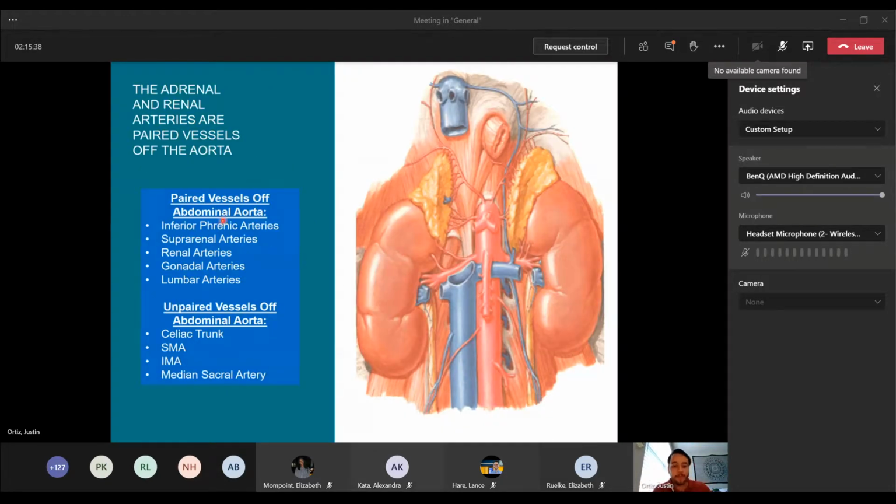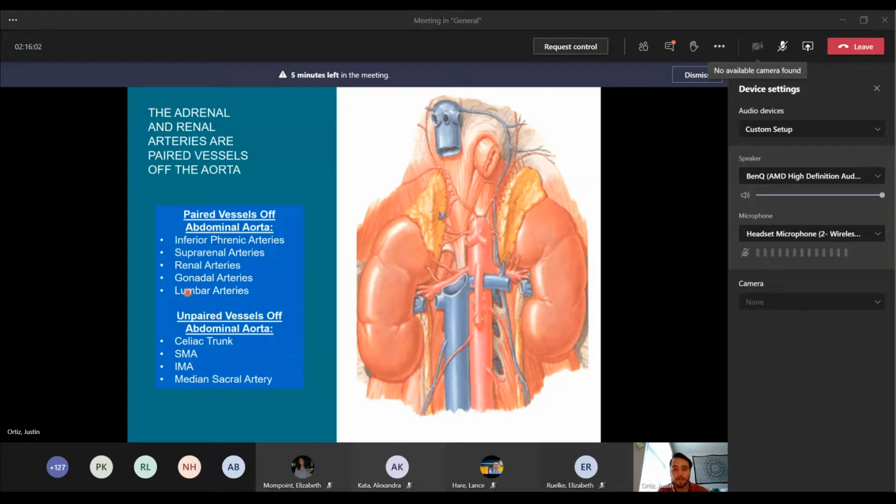Okay, this is for your studies, so use this to study. I'm not going to go over this too much, but these are going to be your paired vessels off the abdominal aorta. It makes sense because they're called inferior phrenic arteries, suprarenal arteries, it's plural, right? Usually, the unpaired vessels are not plural. So celiac trunk, SMA, IMA, and median sacral artery. I just listed them here to help you out, and these would be going from superior to inferior in relation to their own category, respectively.